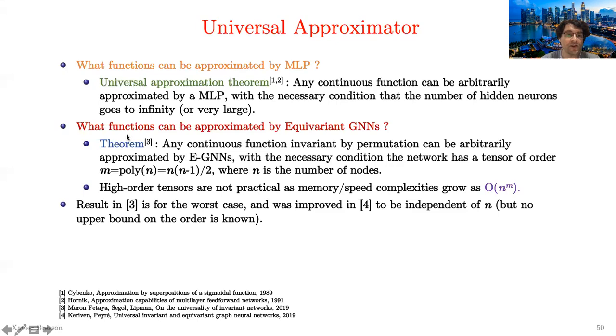Now the question is, what functions can be approximated with the MLP for graphs, which is the equivariant GNN? You can show that you can approximate any function invariant by index permutation with an equivariant GNN under the condition that the order of this equivariant GNN is n squared, where n is the number of nodes, which is really huge, because if it's a social network like Facebook, n is billions. So you have this universal approximation, but it's not really practical, okay?